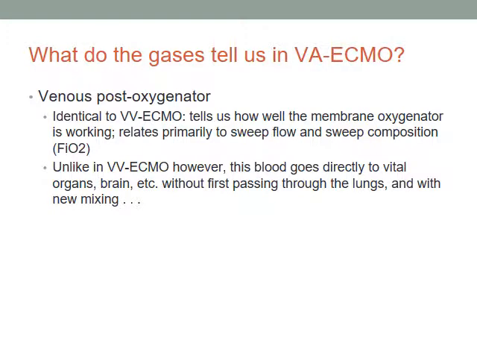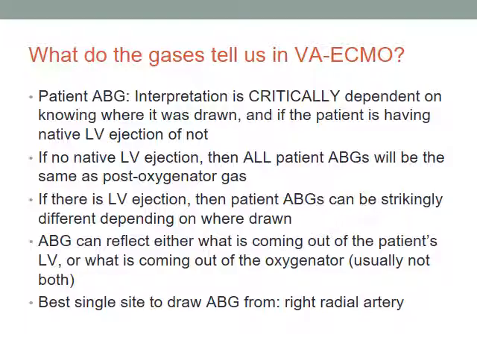And then there's the patient blood gas. Problem is that it's not patient blood gas, it's sort of patient blood gases, because depending on where you measure it, the patient will have a different blood gas. If the heart is not ejecting, if there is no LV ejection, then all of the patient blood gases will be the same as the post-oxygenator gas. So think about that. You've got blood coming up the aorta or maybe out the axillary artery. You're filling up the aorta with blood coming out of the oxygenator. Nothing is being pumped out by the heart. So the entire aorta, all of its branches, brain, hand, liver, gut, everything is going to have gases the same as what came out of the oxygenator.